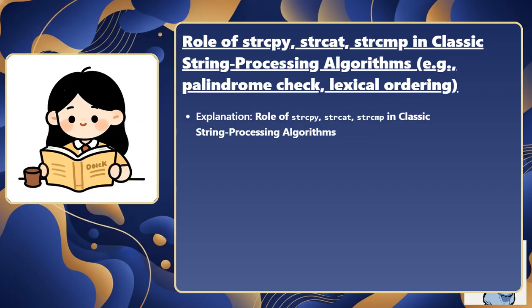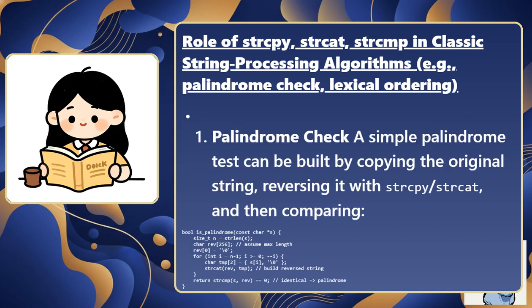Explanation: role of strcpy, strcat, strcmp in classic string processing algorithms. A simple palindrome test can be built by copying the original string, reversing it with strcpy and strcat, and then comparing. The function is_palindrome takes a constant character pointer s, computes its length, creates a temporary buffer rev, initializes it empty, loops from the last character down to the first, creates a 1-character temporary string, concatenates it to rev, and finally returns true if strcmp of s and rev equals 0, indicating the string is a palindrome.